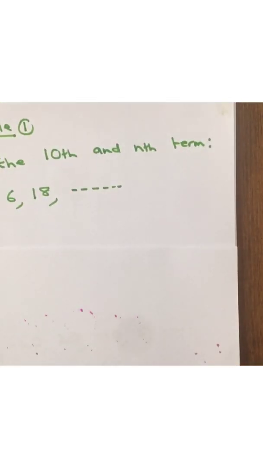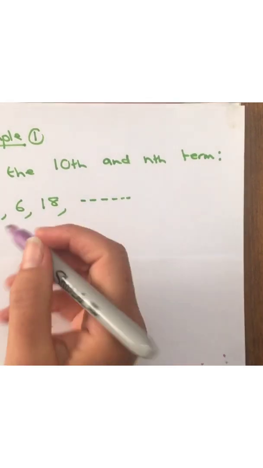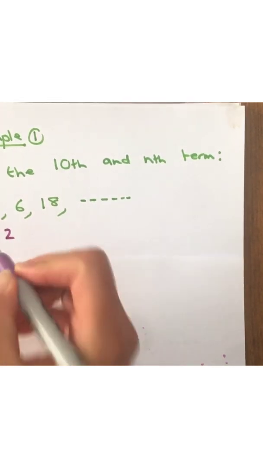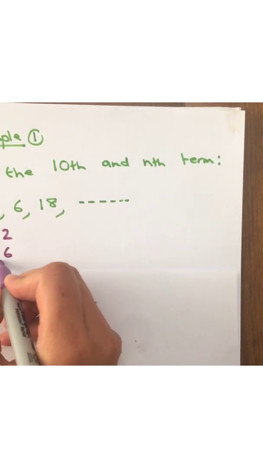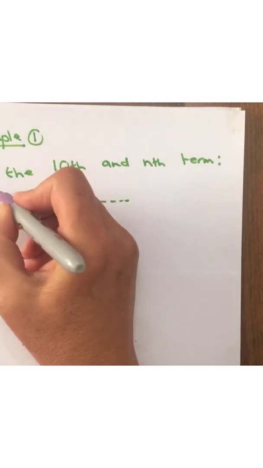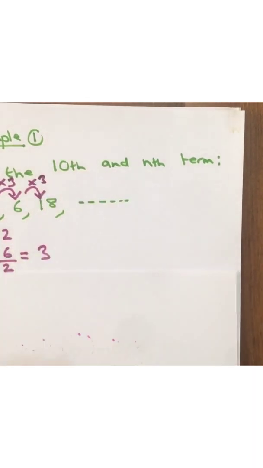Okay, let's look at an example. Find the 10th and the nth term of this geometric sequence. So, first of all, what is A and what is R? A is your first term, and to find R, I'm going to do 6 divided by 2. You can probably see this, but this will help you later on when we get into algebra. So we're multiplying from one term to the next by a common ratio R.